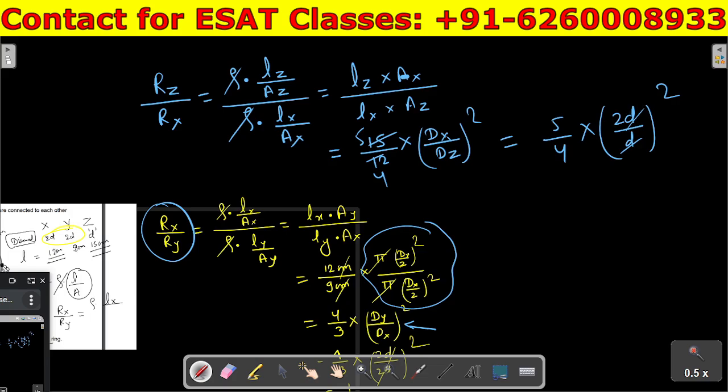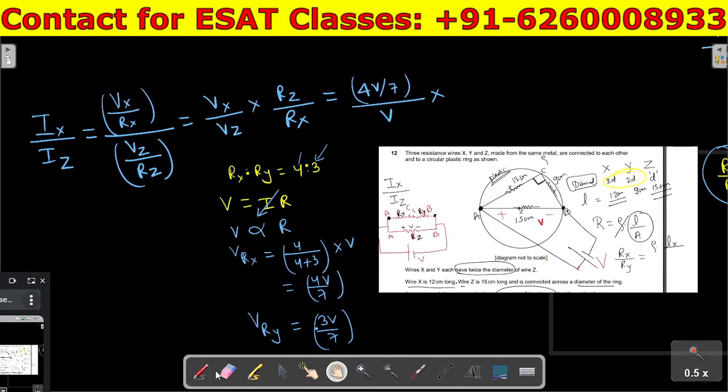So 2 2s are 4, right? So this can also be simplified. So this is the 5. So I should write here 5, and this V can be cancelled out. So you are getting 4 upon 7 into 5. So it should be 20 upon 7. Let me see. Yeah, correct.